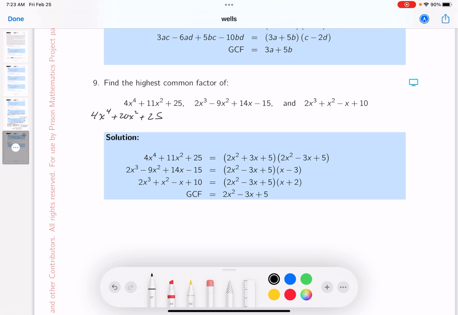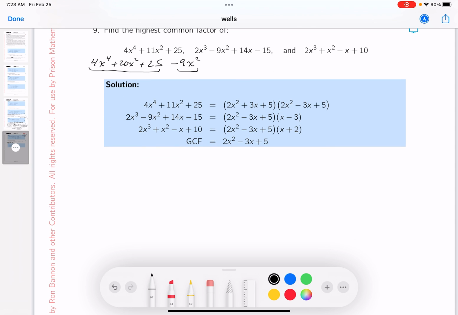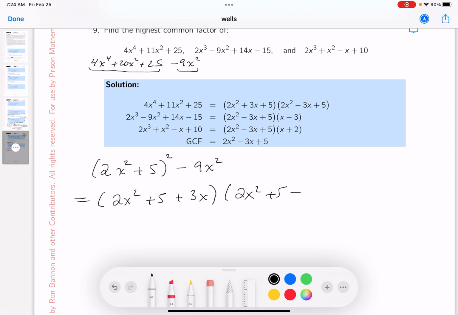What do they have written down? 11x squared. So that means I've got to take away 9x squared. Now this guy over here is a perfect square, and this is a perfect square. So let's write that down. What do you get? You get 2x squared plus 5 quantity squared minus 9x squared. Well, that's a difference of perfect squares. And what do you get there? 2x squared plus 5 plus 3x, and you get 2x squared plus 5 minus 3x.